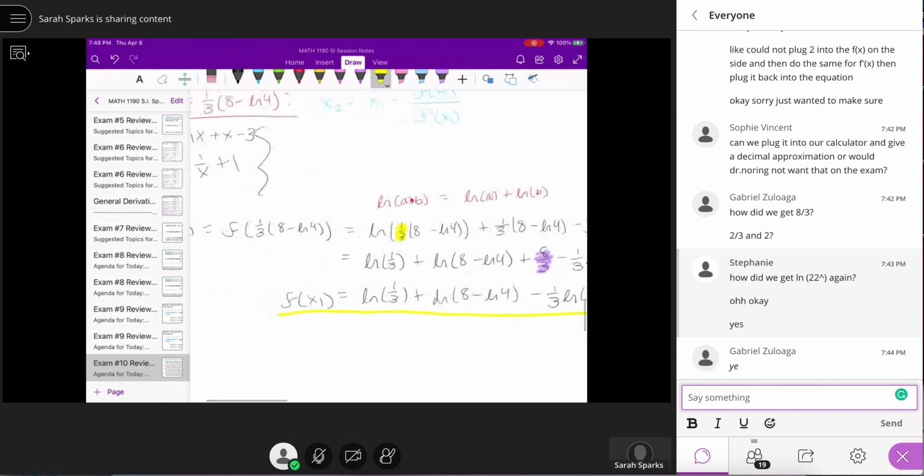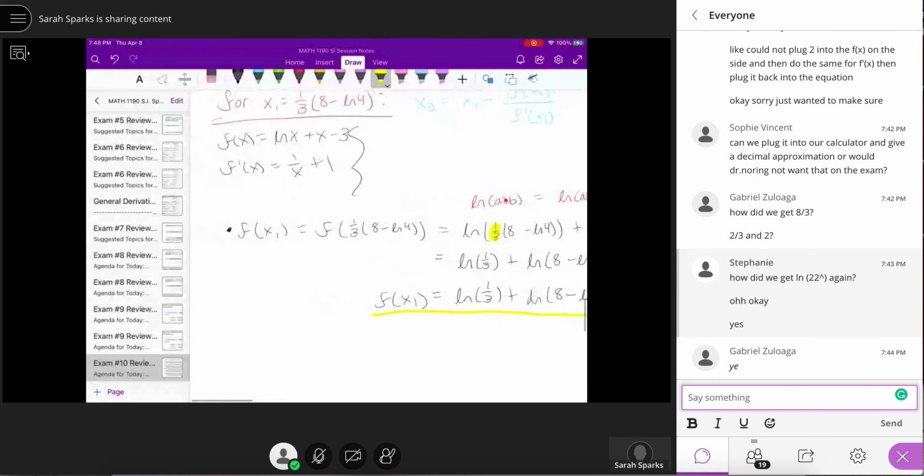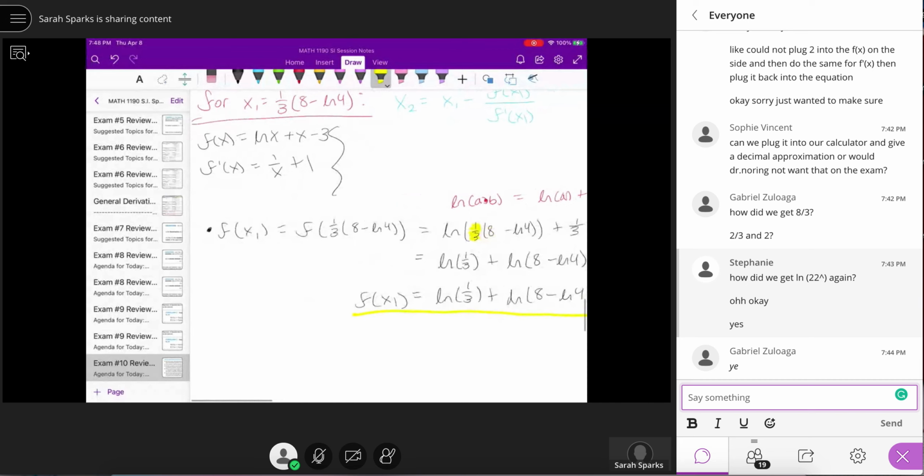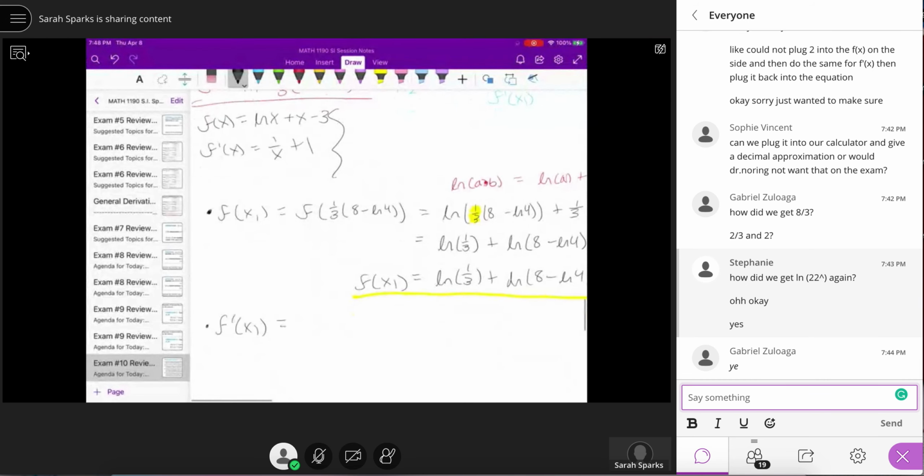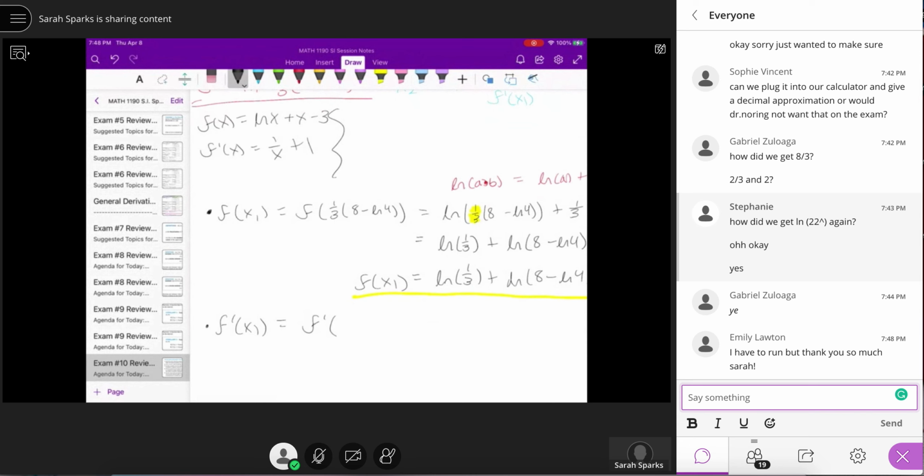Alright, so now let's do f prime of x1. So we have f prime of x1 is 1. So that's actually, sorry, it's going to be f prime of 1/3.